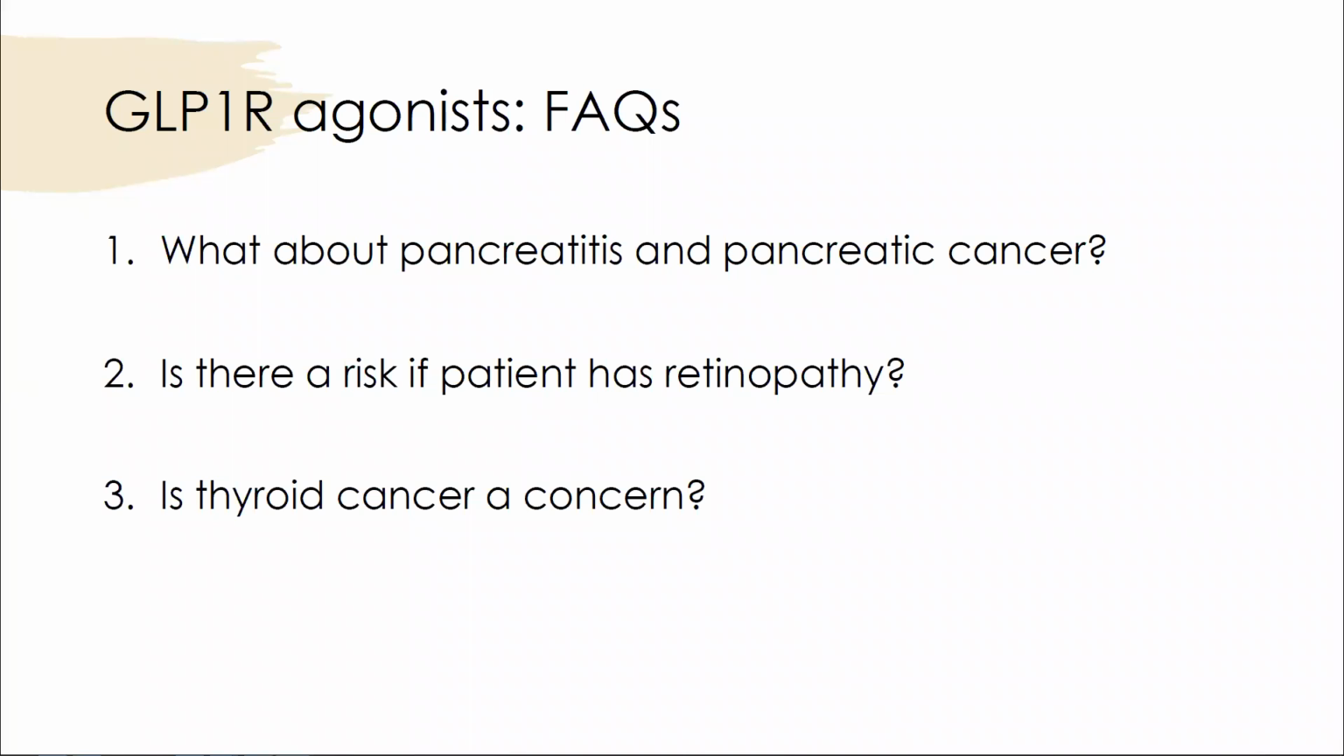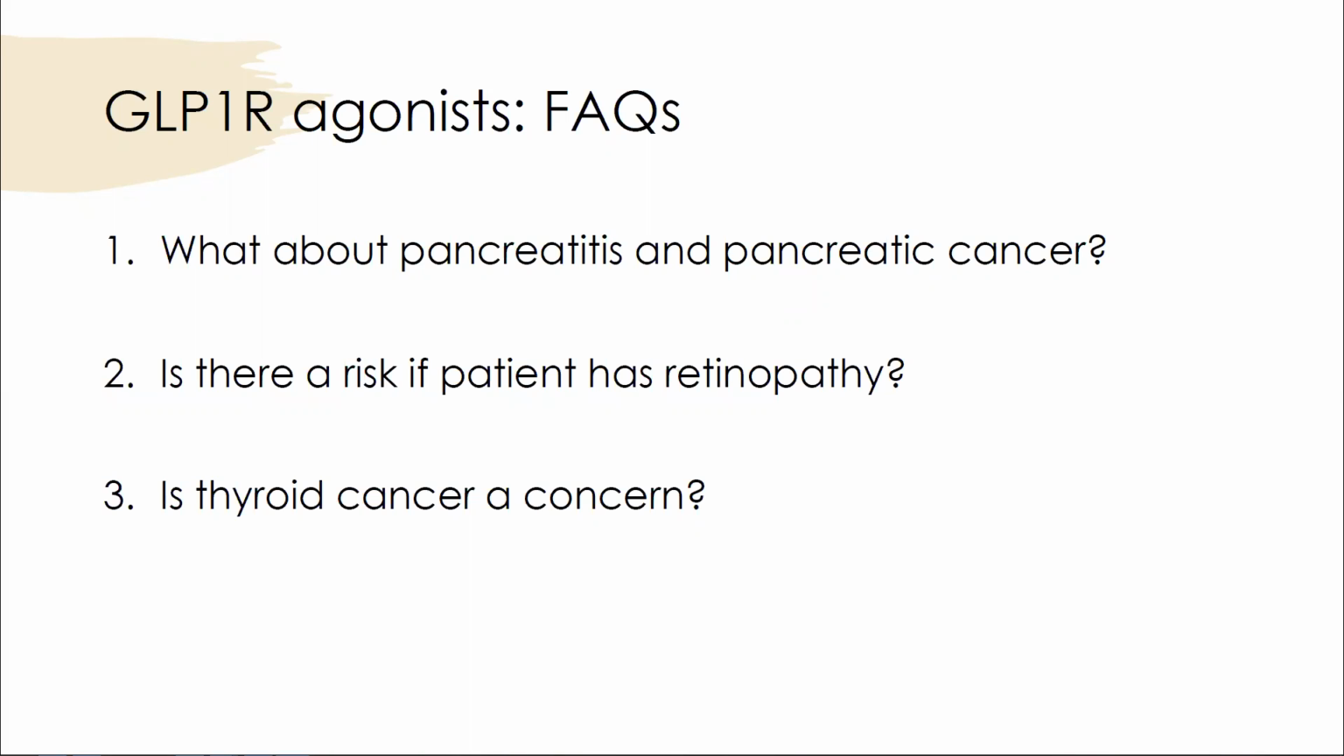Thyroid cancer, the thyroid cancer is not really a concern. There is a black box warning about medullary thyroid cancer, which is the rarer of the two types of thyroid cancer. It turns out that in rats, it does increase your risk of thyroid cancer. Rats are obviously different from humans. They have a GLP-1 receptor on their medullary C cells in their thyroid, and that's why it shows up there.